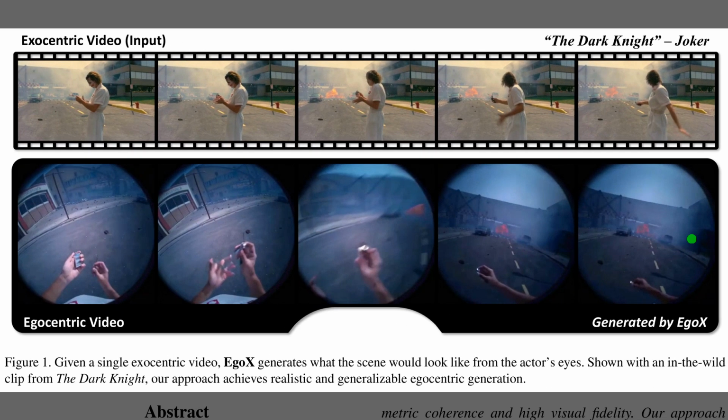Alright, Figure 1 gives a concrete taste of what EgoX does. The top strip of frames shows the classic third-person shot of the Joker walking away from the exploding hospital, which acts as the exocentric input video. The bottom strip then shows the synthesized egocentric view, with a circular, head-mounted perspective and the Joker's hands and detonator in the foreground. This contrast highlights that the method must both invent the unseen body and maintain consistent scene geometry across time.